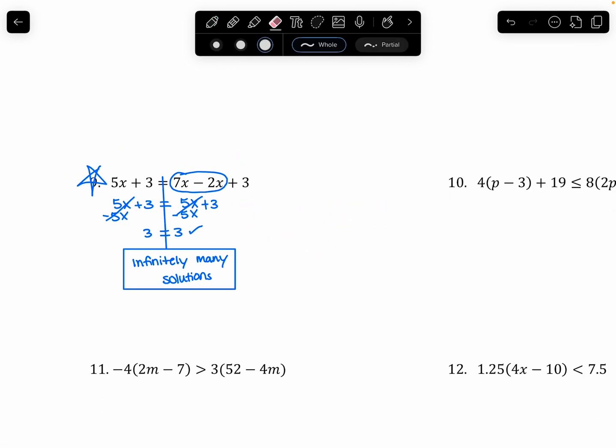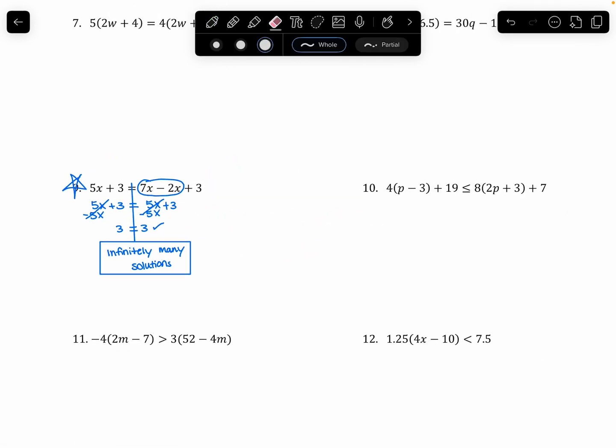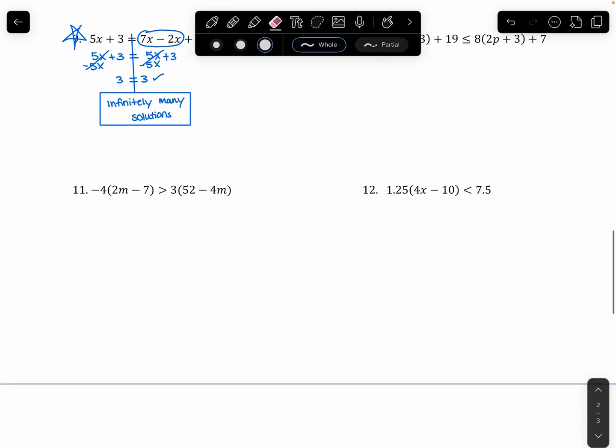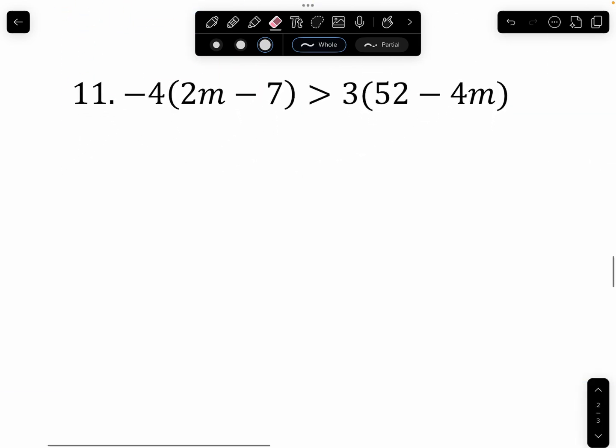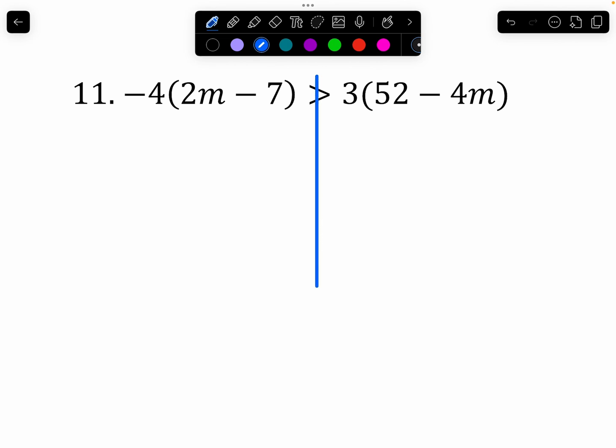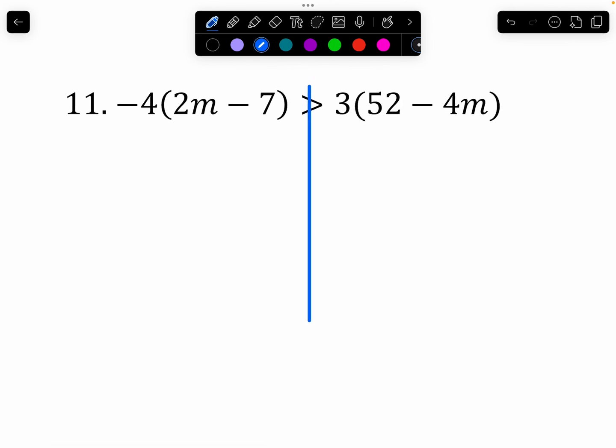All right, so now that I've talked about that one, I'm going to skip down to number 11. So now we have an inequality that we're working with, which is fine. I'm still going to go ahead and drop my line for this inequality, and then I'm going to solve it like I've been solving all of these other equations. I'm going to do negative 4 times 2m and then negative 4 times negative 7. This will be negative 8m plus 28.